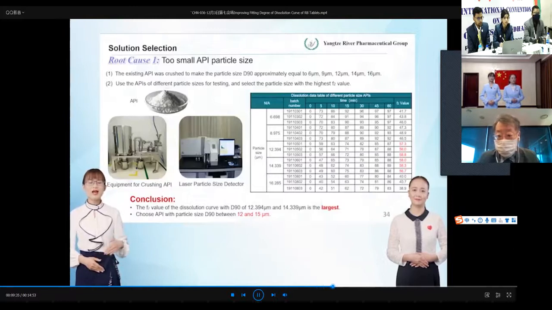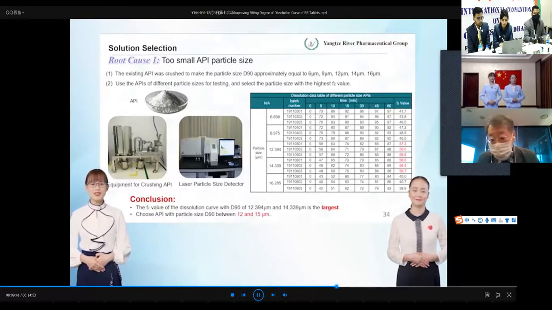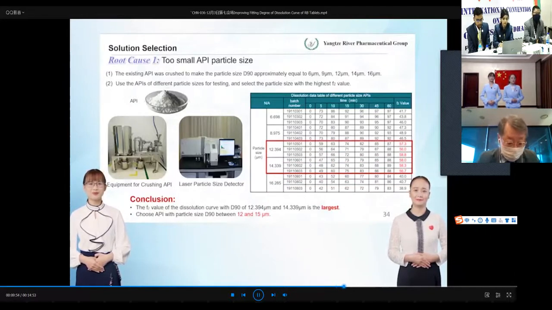The existing API was crushed to make the particle size D90 approximately 6 micrometers, 9 micrometers existing. Then, we conducted experiments with these APIs. According to the test results, we selected an API particle size between 12 micrometers and 50 micrometers.